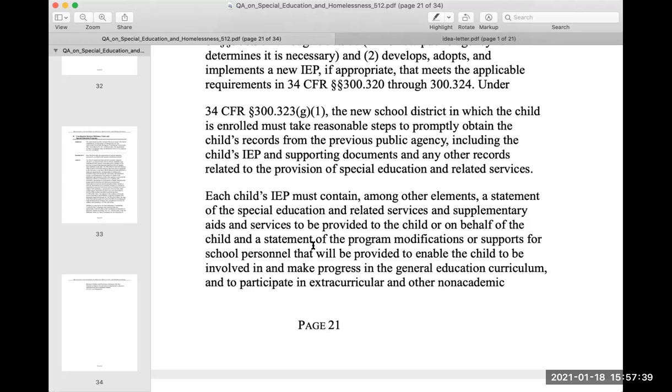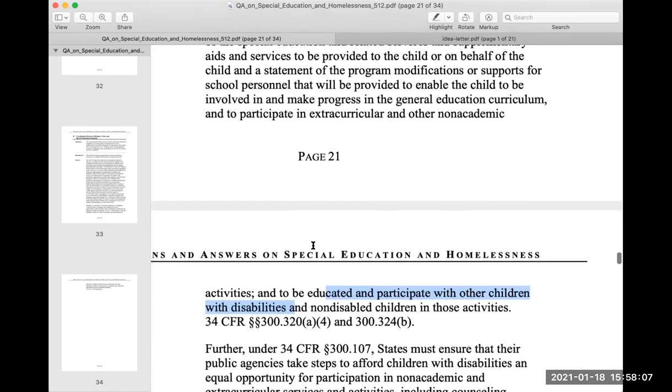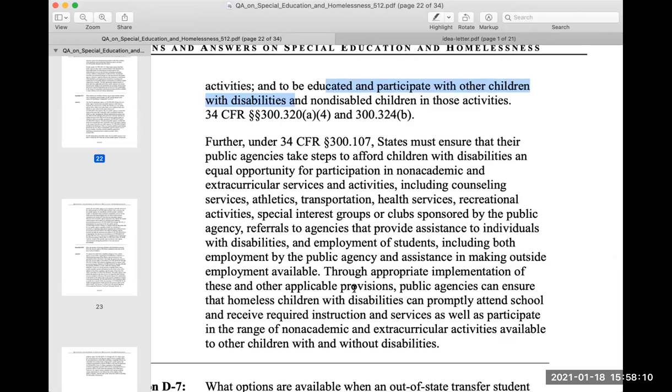Each child's IEP must contain, among other elements, a statement of the special education and related services and supplementary aids and services to be provided to the child or on behalf of the child, and a statement of the program modifications or supports for school personnel that will be provided to enable the child to be involved in and make progress in the general education curriculum, and to participate in extracurricular and other non-academic activities, and to be educated and participate with other children with disabilities and non-disabled children in those activities. 34 CFR paragraph 300.320(a)(4) and 300.324(b). Page 21. Questions and answers on special education and homelessness. Question D7. Answer.